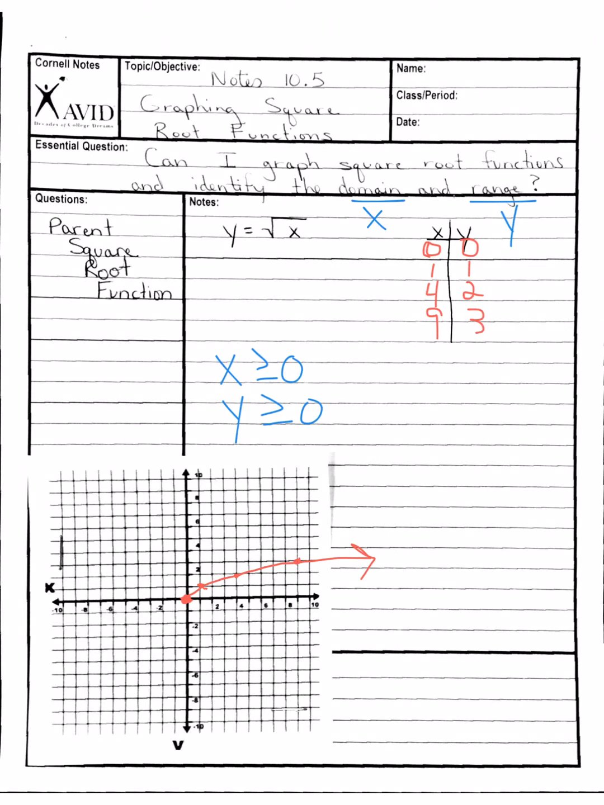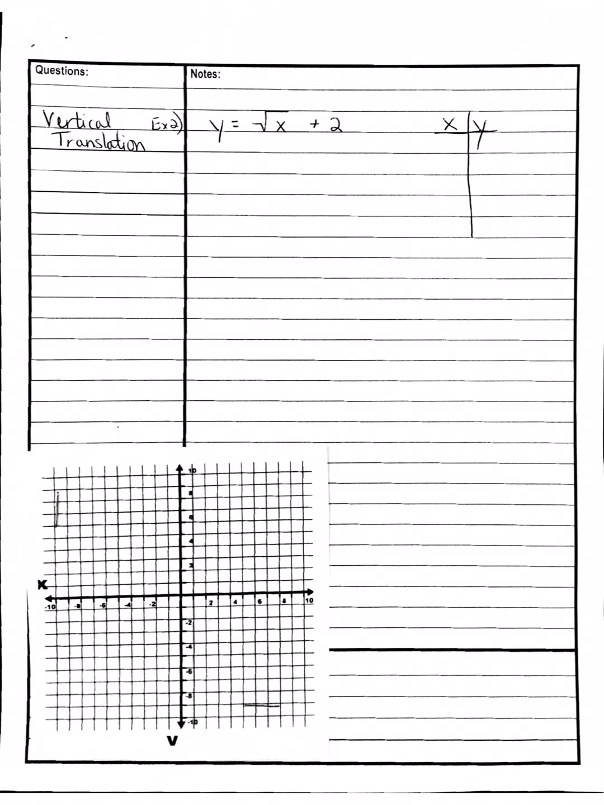We can make a table, plug values in for x. That's it. Now on this one, we're going to talk about what happens, and I'm just going to give you a little hint here. We're going to have a vertical translation. So we have our parent function. I'm just going to box it in red. There's your parent function, what we just looked at on the last slide. But we're going to add 2, and that +2 is not underneath the radical symbol. It's on the outside.